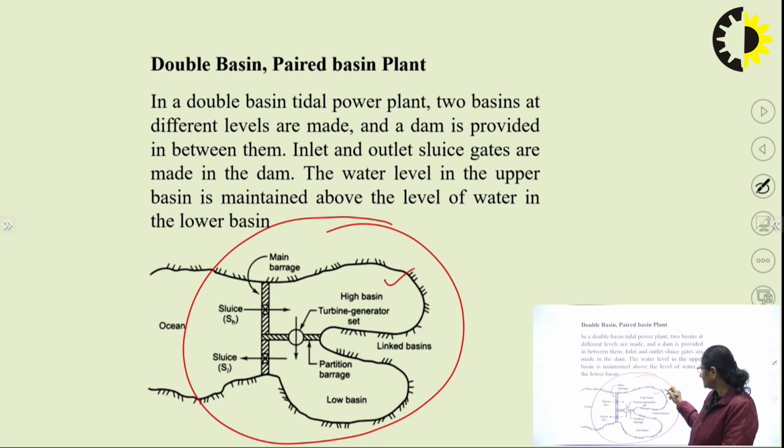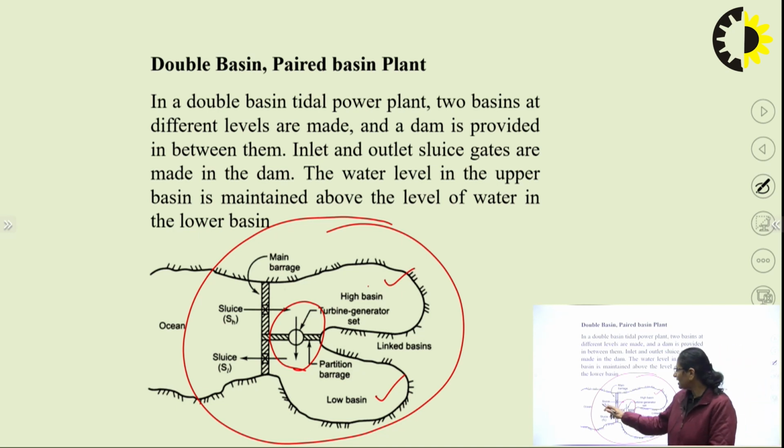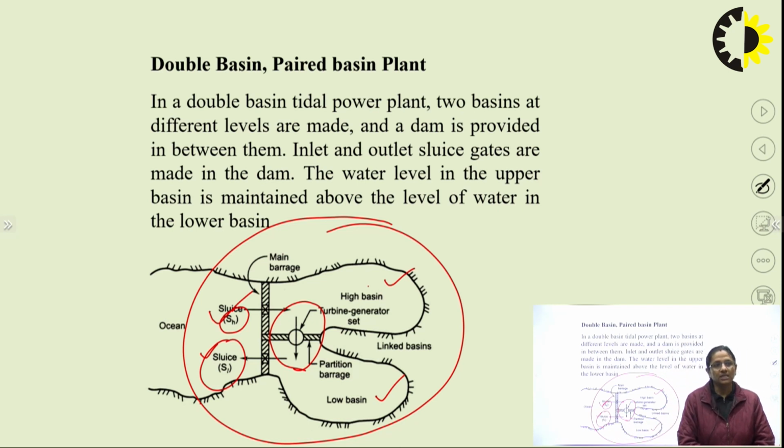It is the high basin reservoir and the low basin reservoir. In double basin tidal power plants, two basins at different levels are made and a dam is provided between them. The inlet and outlet sluice gates are made in the dam. We have the inlet sluice gate for high tide and the outlet sluice gate for low tide. The water level in the upper basin is maintained above the level in the lower basin, and it is this difference of head in water between the two basins which is responsible for conversion of potential energy ultimately to electrical energy.